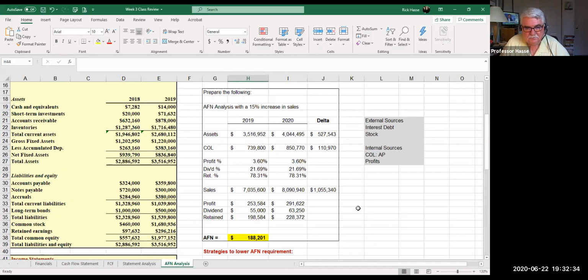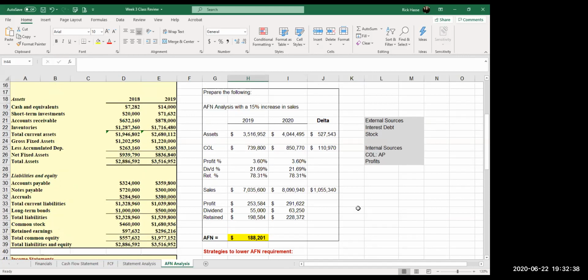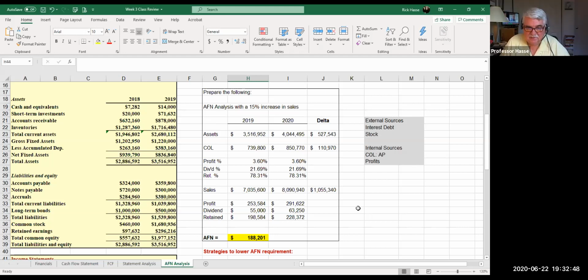Hey, if I'm looking, Jesse? Yes, Marianne. Just a quick question. Would it ever be appropriate to say, well, we can't reduce our costs down enough to not need external funding, so we're going to reduce the 15% increase in sales? Yes, that would be the next step. We just can't hit 15%.